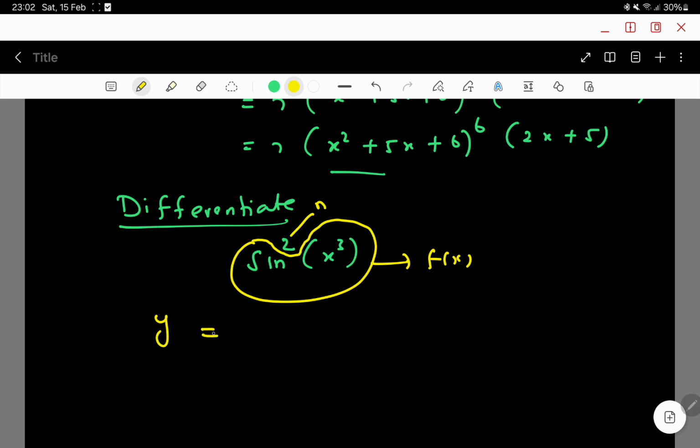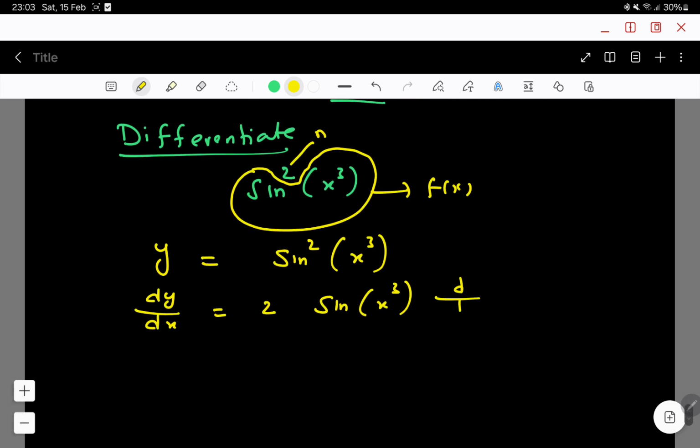So y is equal to sine square x cube. We follow the power rule to differentiate. So dy by dx is equal to, write 2 first, n is equal to 2, into sine of 2 minus 1 is 1, so sine x cube. Next, d by dx f of x, d by dx of sine x cube, that is the base. Don't forget to differentiate f of x, that is sine x cube. Again differentiate the base.